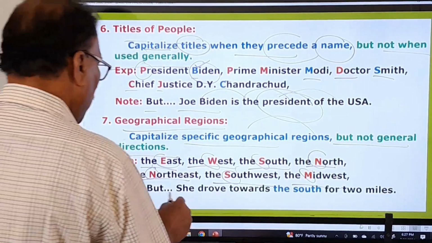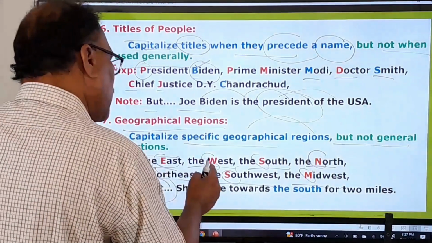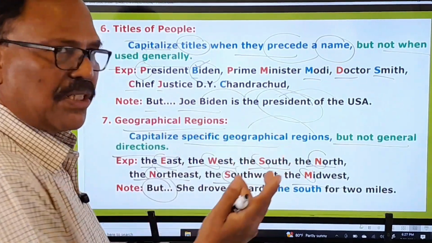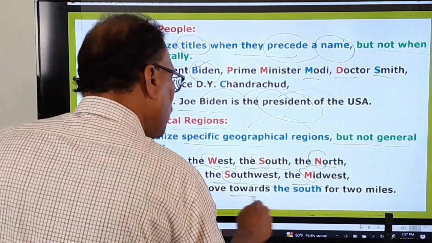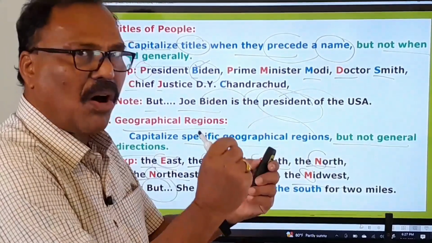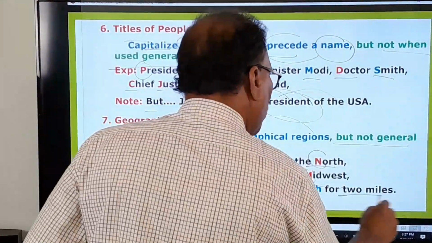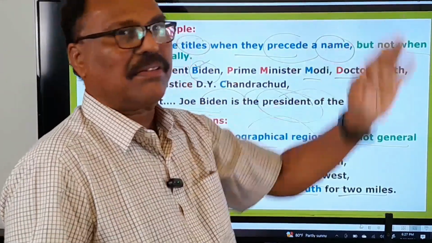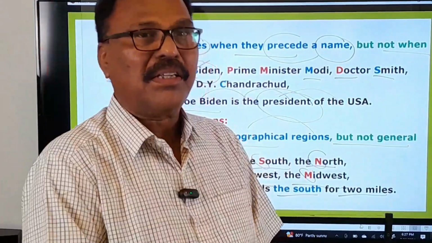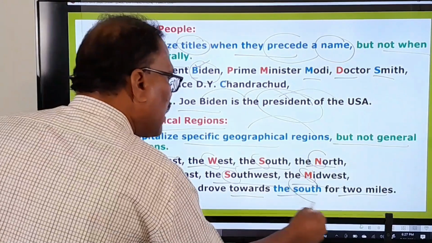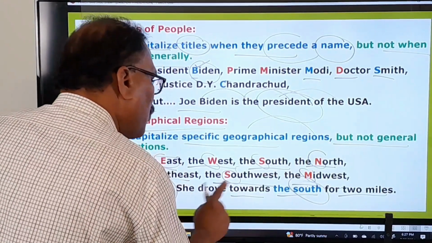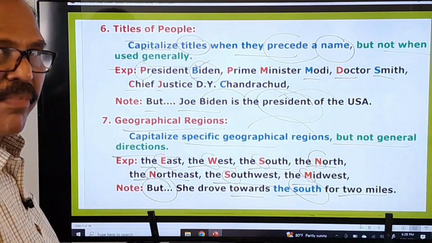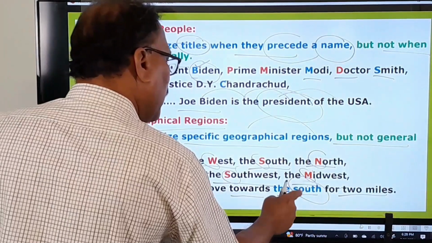And note, when you use these geographical regions in the sense of directions, then you can say she drove her car towards the south for 2 miles. She went towards the south. He went to the north. Now you are showing this south as a direction, and that's why she drove towards the south means towards the direction of the south. So you should not capitalize then.